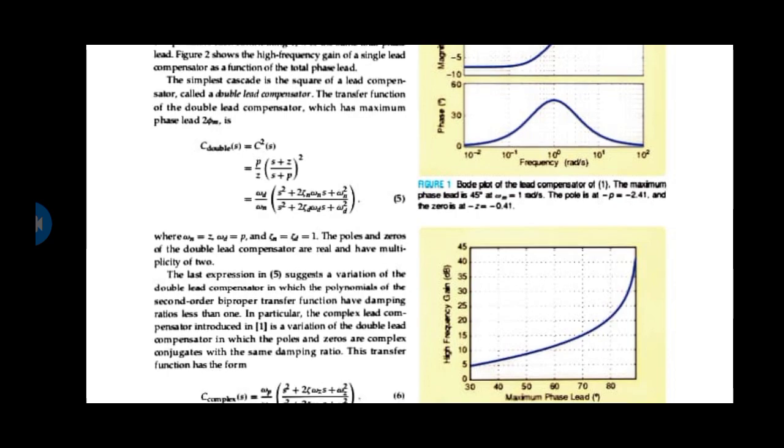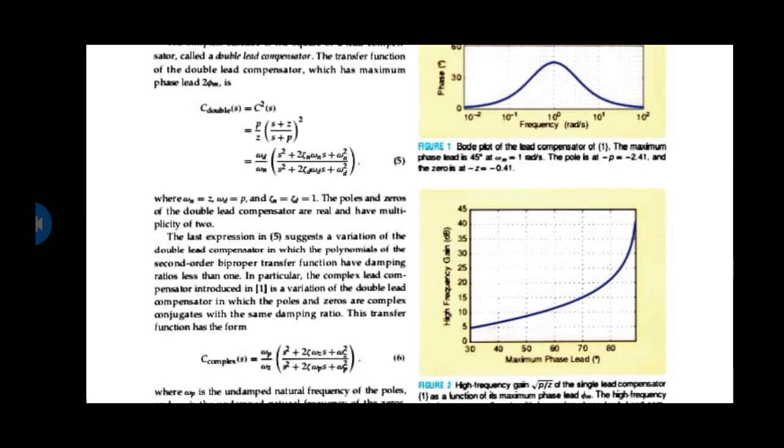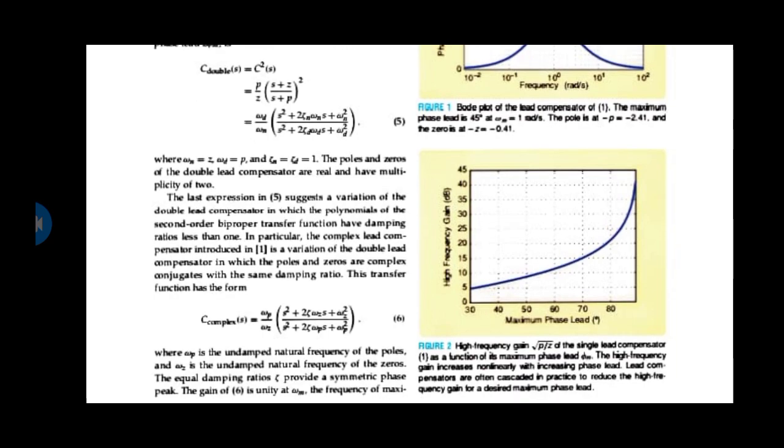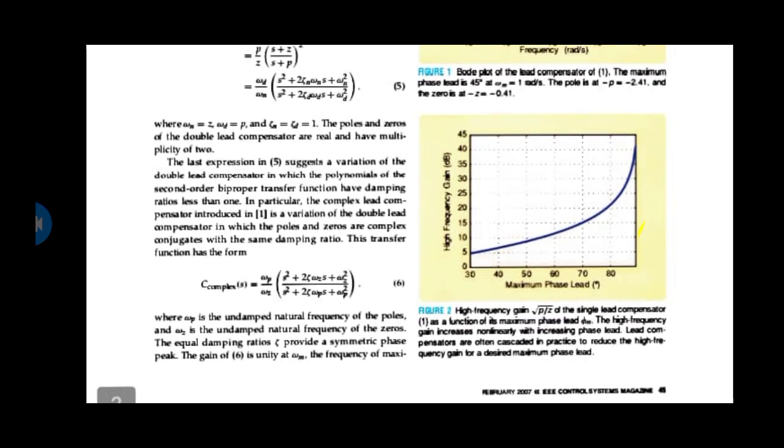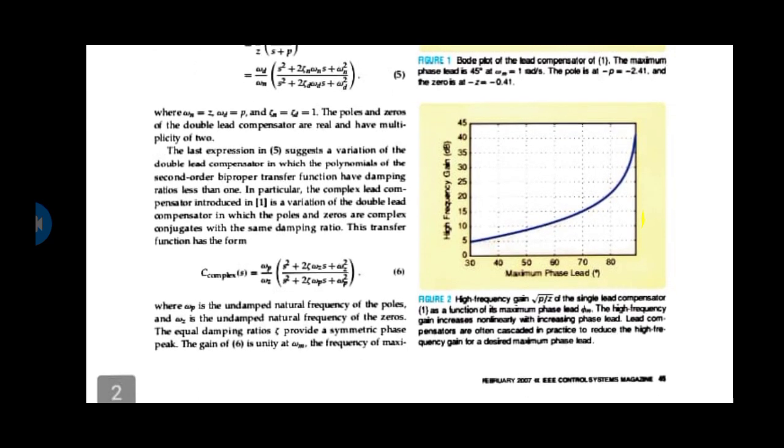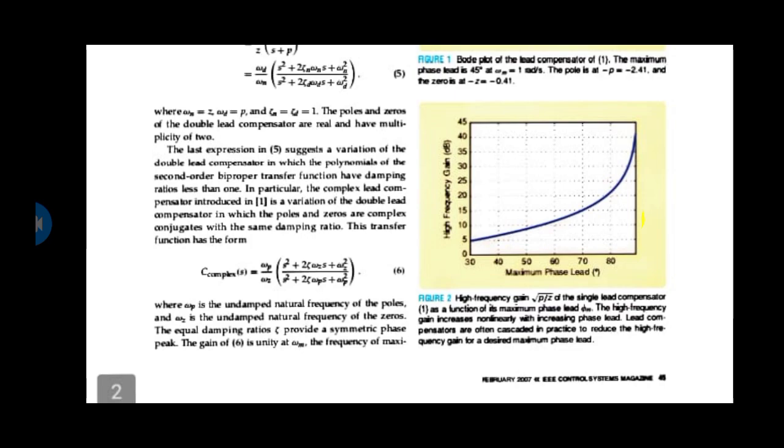The poles and zeros of the double lead compensator are real with multiplicity of 2. The last expression in equation 5 suggests a variation of the double lead compensator, which has minimum polynomial second order biproper transfer function having damping ratios less than 1. In particular, the complex lead compensator introduced in equation 1 is a variation of the double lead compensator in which poles and zeros are complex conjugates with the same damping ratio. The transfer function has the form C complex equal to omega p by omega z into (s squared plus 2 zeta omega z s plus omega z squared) by (s squared plus 2 zeta omega p s plus omega p squared), equation 6, where omega p is the underdamped natural frequency of the poles, omega z is the underdamped natural frequency of the zeros, and the equal damping ratios zeta provide the symmetric phase peak.